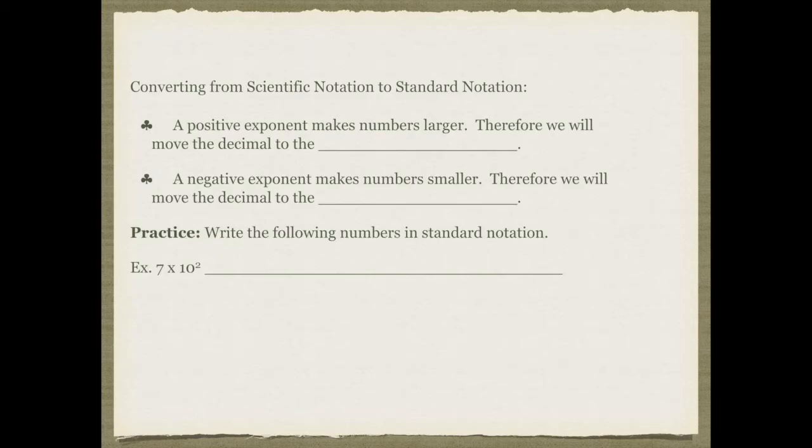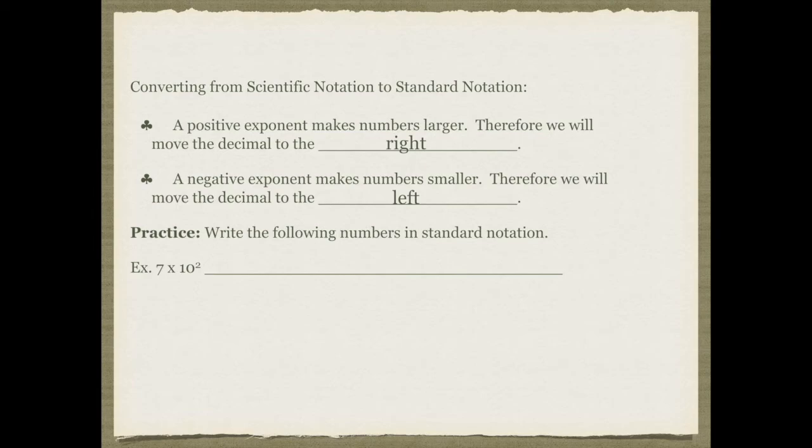Now, in order to convert from scientific notation back to standard notation, since a positive exponent makes the number larger, we need to move the decimal to the right when we're putting it into standard notation. In contrast, if you have a negative exponent, that makes the numbers smaller, and therefore we're going to move the decimal to the left. So if you look at this example here, I have 7 times 10 to the second.